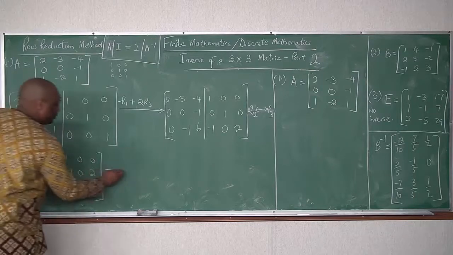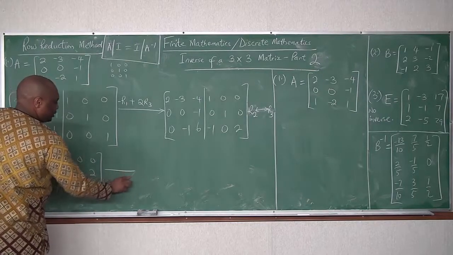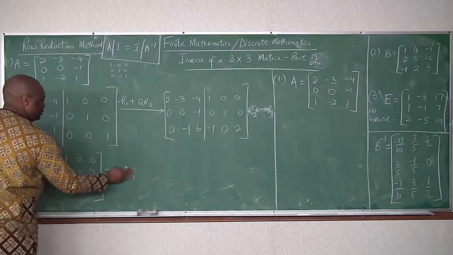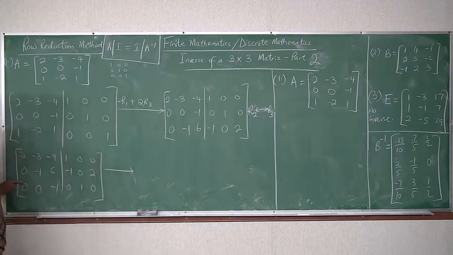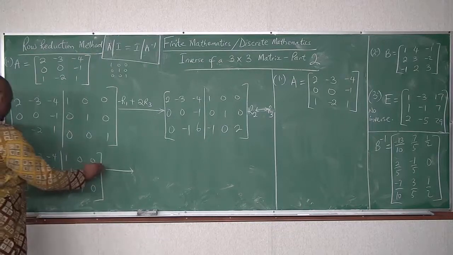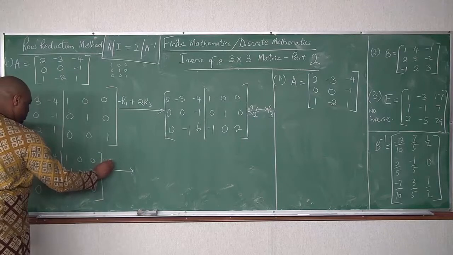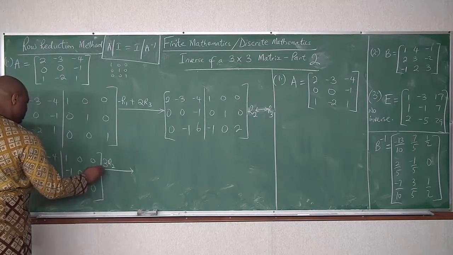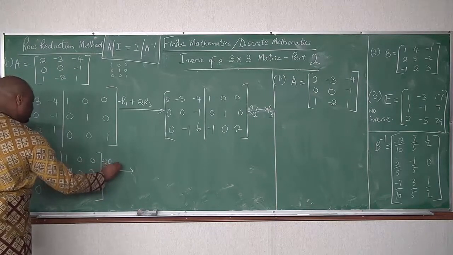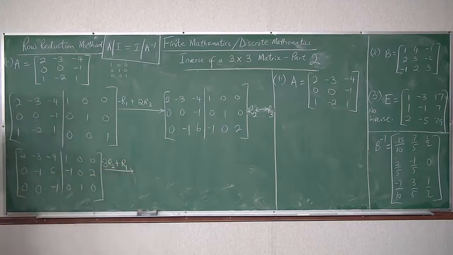And what's the operation we use here? We won't bother with R3. We need to work on R1. And this will be negative 3 R2 plus R1. Right? Negative 3 plus 3, 0. So negative 3 R2 plus R1.